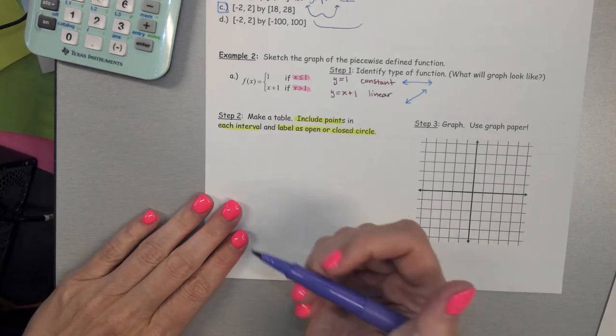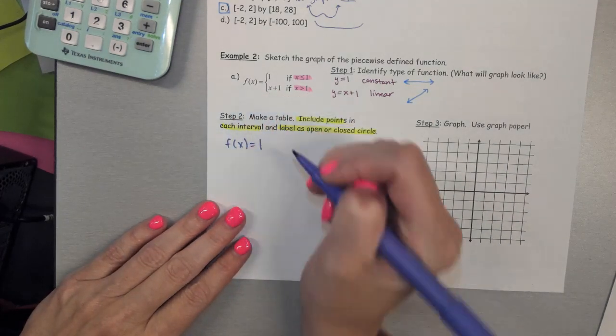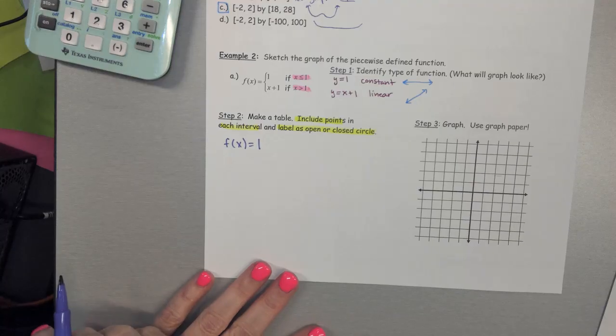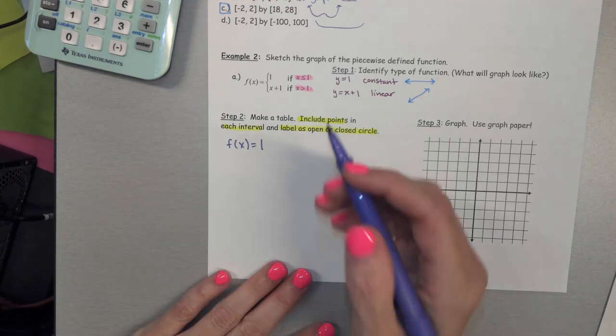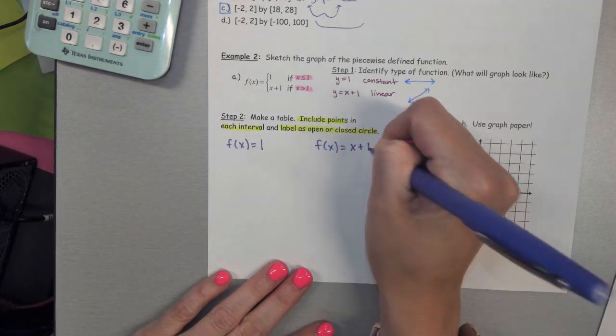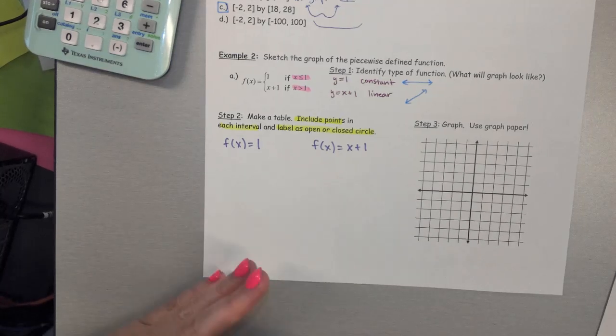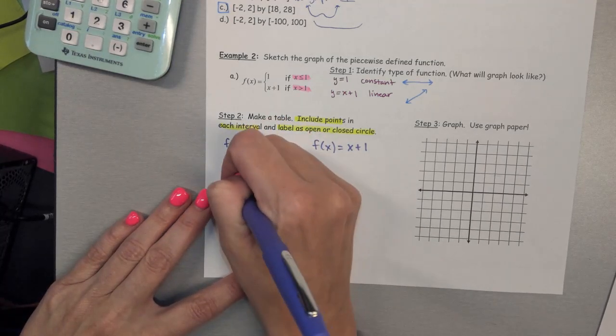okay, so our first piece of the graph is f of x equals 1. Our second is f of x equals x plus 1. I'm just using f of x because that's what it's called. It's the same thing as y, your output. And then we're going to make a little table for each one.